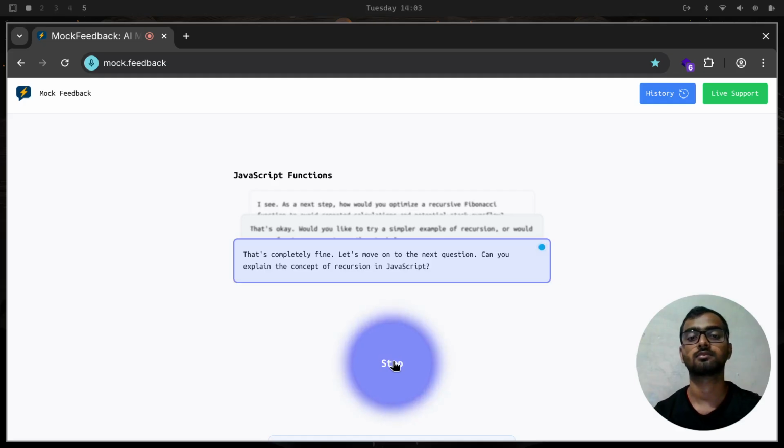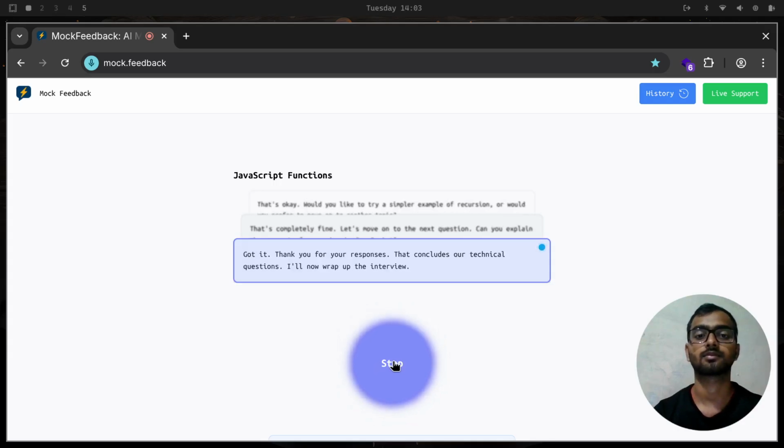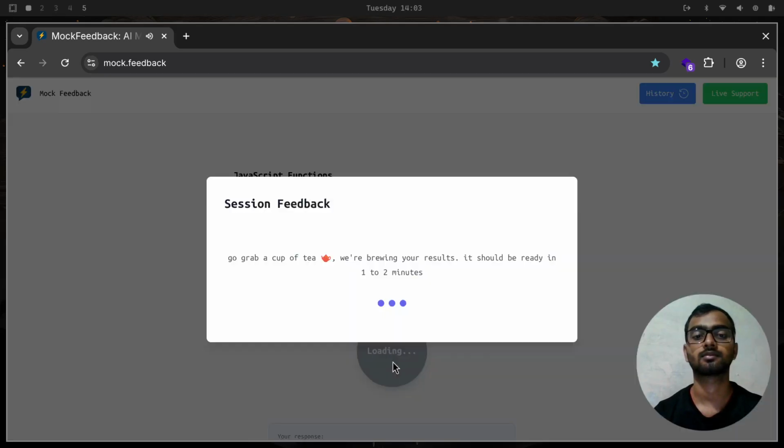Can you explain the concept of recursion in JavaScript? I already explained the concept of recursion. We should move to the next topic. Got it. Thank you for your responses. That concludes our technical questions.